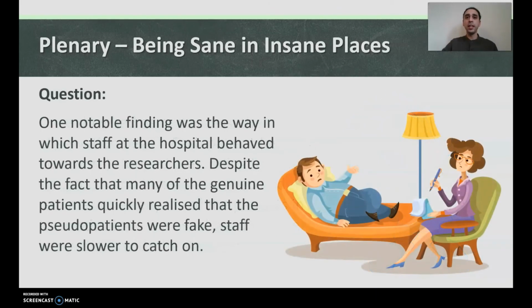One notable finding was the way in which staff at the hospital behaved towards the researchers. Despite the fact that many of the genuine patients quickly realized that the pseudo-patients were fake, staff were slower to catch on. So the staff weren't very good at identifying who were the real patients and who were the pseudo-patients or the fake patients.